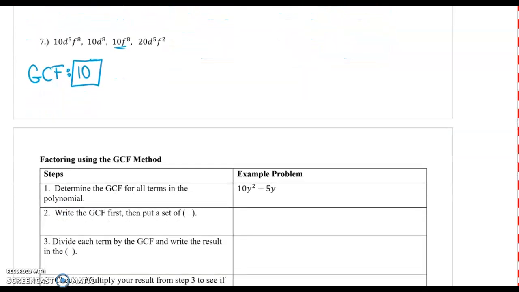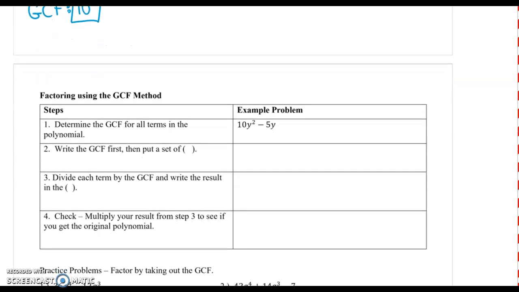All right, so the way that we're going to use that when we're factoring is, again, we're kind of undoing the distributive property here. So if we look at this first example, you first want to determine the greatest common factor. So for this first one, our GCF would be 5, okay, and then it would be y. So now we're going to write the GCF first, and we're going to put a set of parentheses. And we're basically going to divide each term here by the GCF. So if I take 10y squared and divide it by 5y, that would give me 2y.